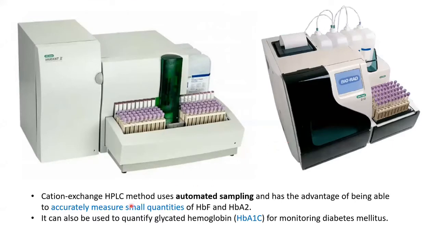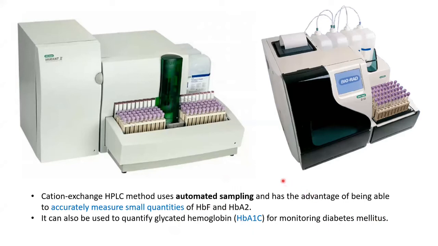Cation exchange HPLC allows for automated sampling, and it has the advantage of measuring small quantities of hemoglobin F and A2 compared to the gel electrophoresis methods, which are inferior to HPLC. Another added advantage is that hemoglobin HPLC can be used for glycated hemoglobin. That is the gold standard method for detection of glycated hemoglobin for monitoring of diabetes.